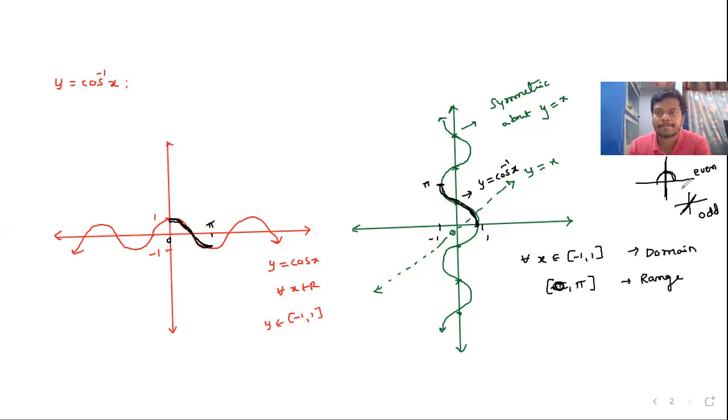Next, odd graphs are symmetric about opposite quadrants, but it is not like that. So it is neither even nor odd, and it is strictly decreasing function, right? It is strictly decreasing in its domain.